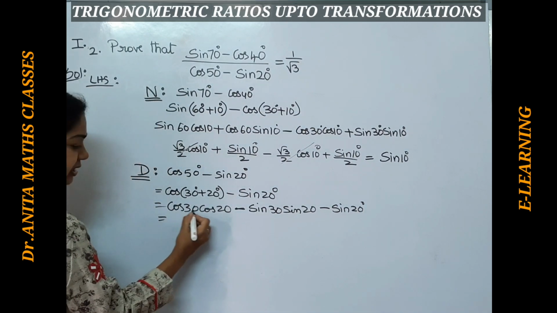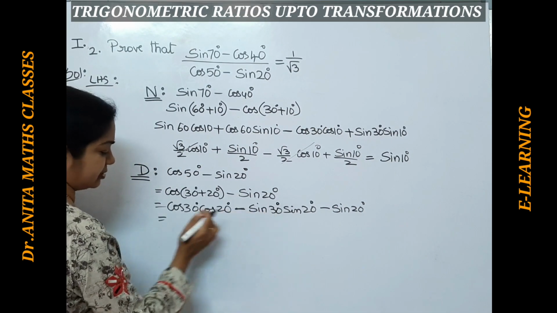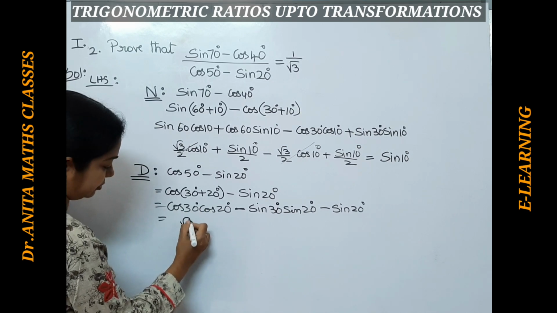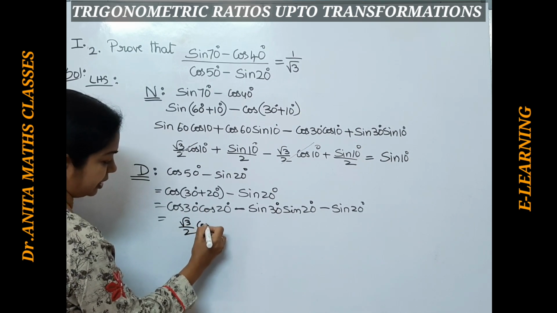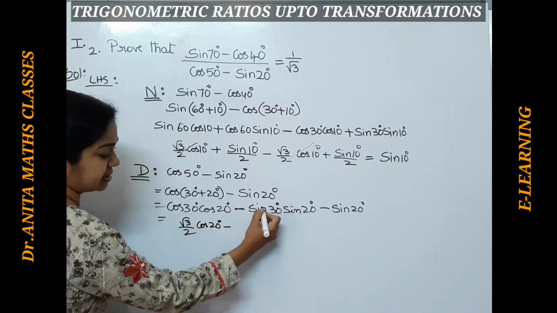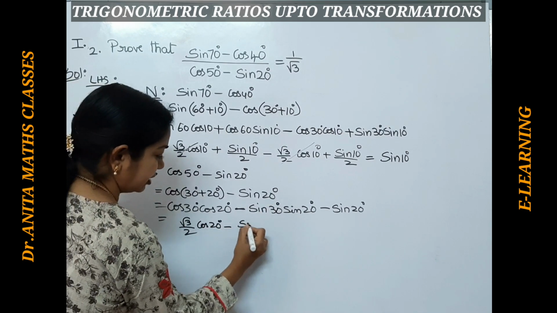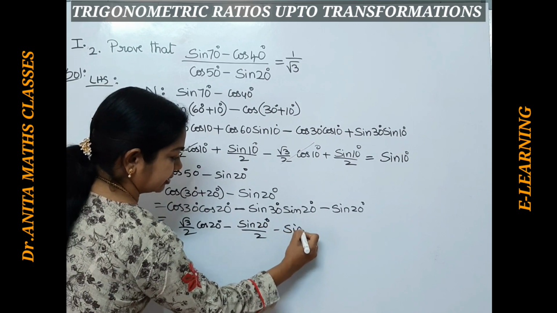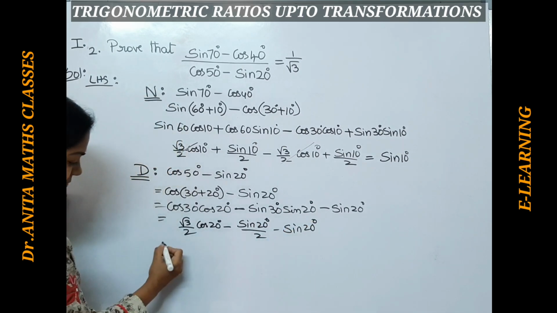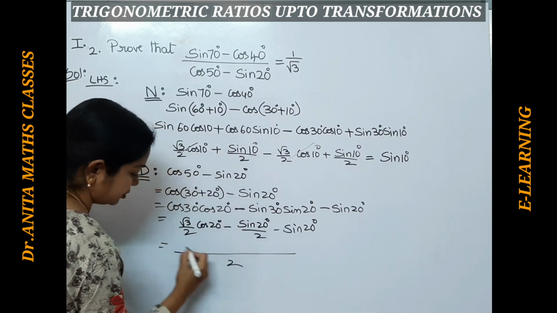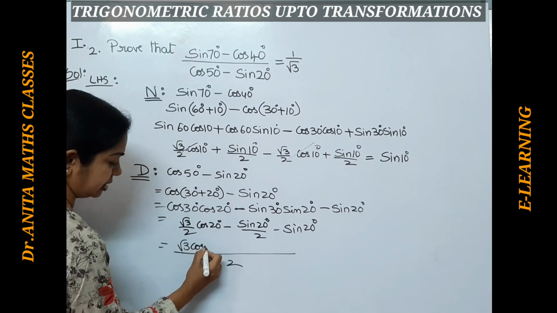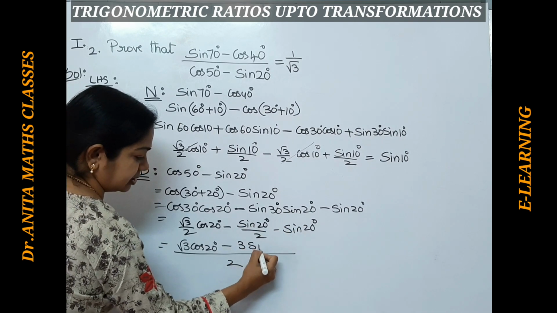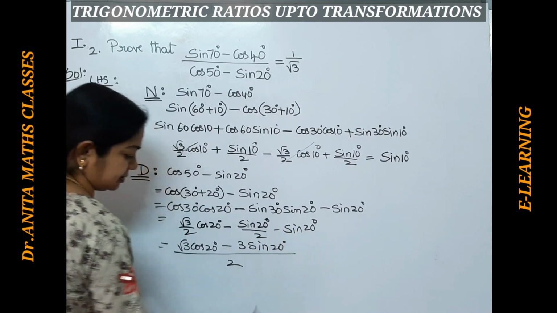Now taking the cos 30 value, these are the known values. Cos 30 is root 3 by 2, cos 20 degrees here. Minus sin 30, which is 1 by 2, so sin 20 by 2, minus sin 20 degrees. If we take the LCM 2 here, this becomes root 3 cos 20 degrees minus 3 sin 20 degrees. Just taking the LCM here.